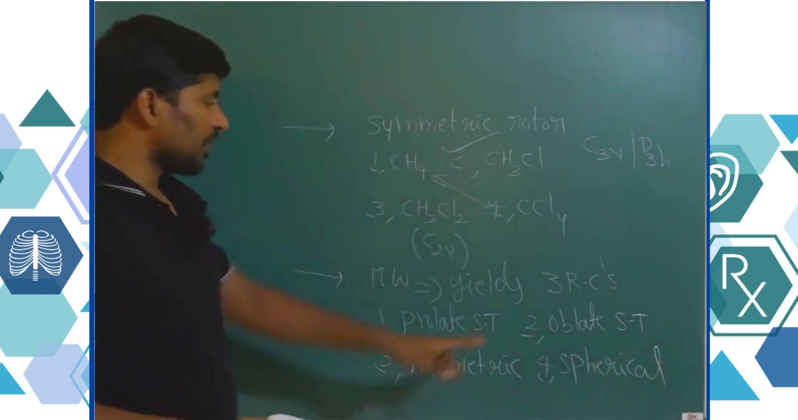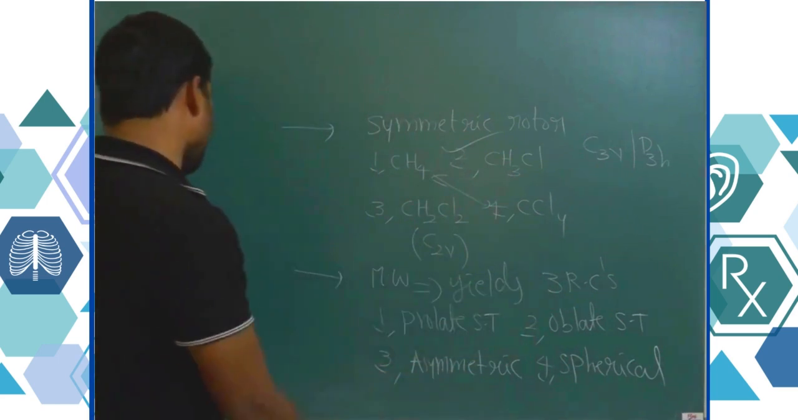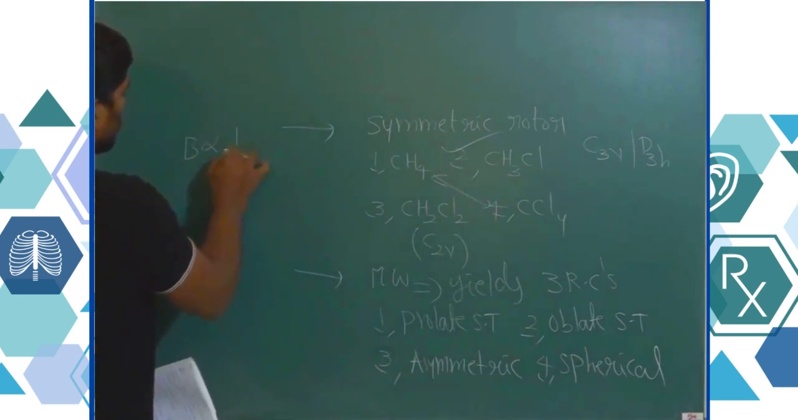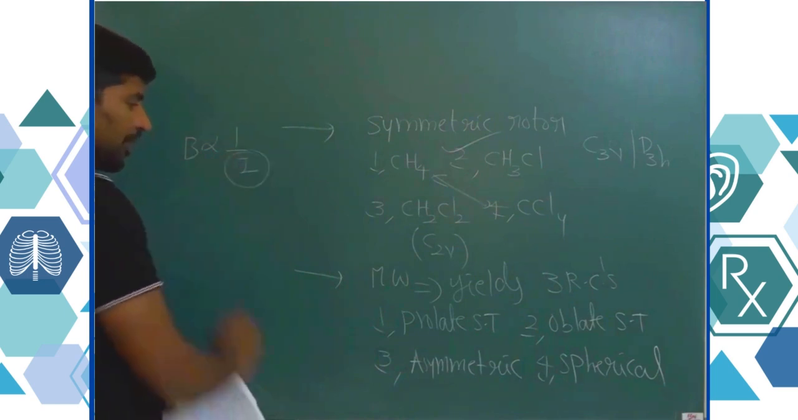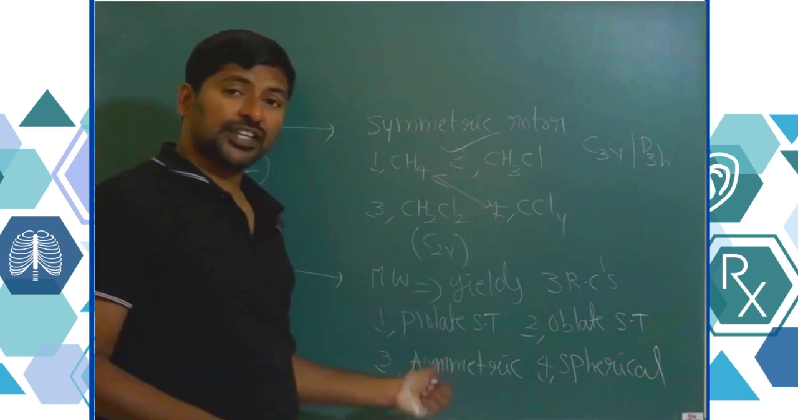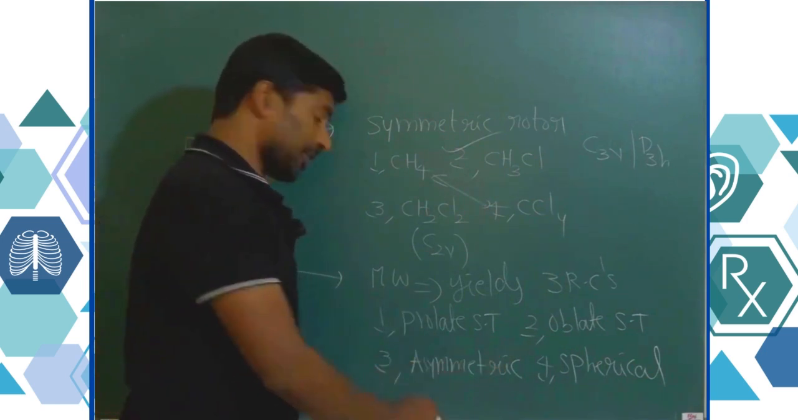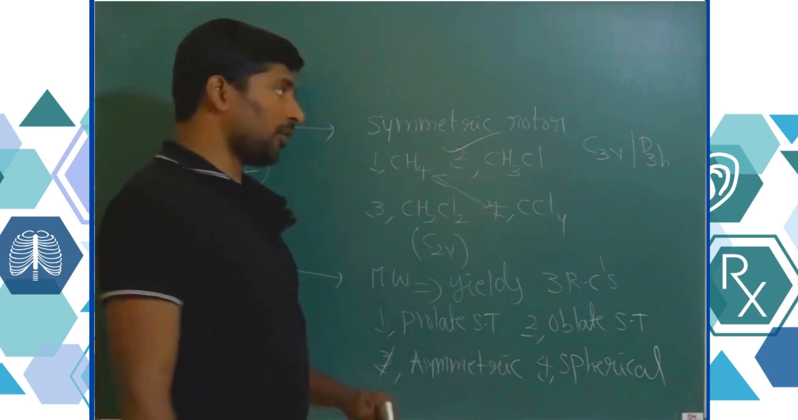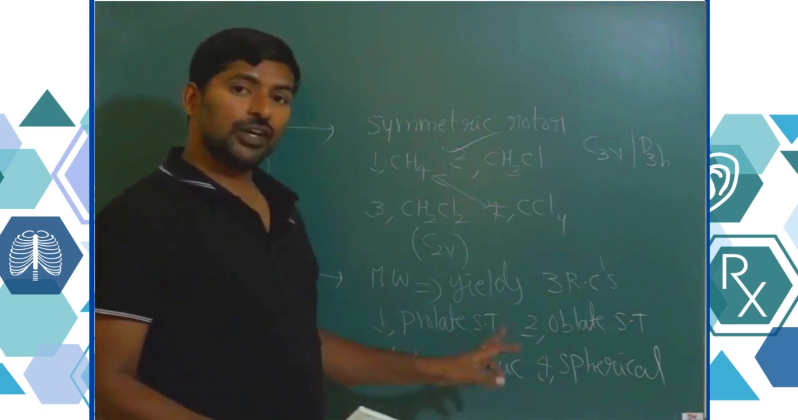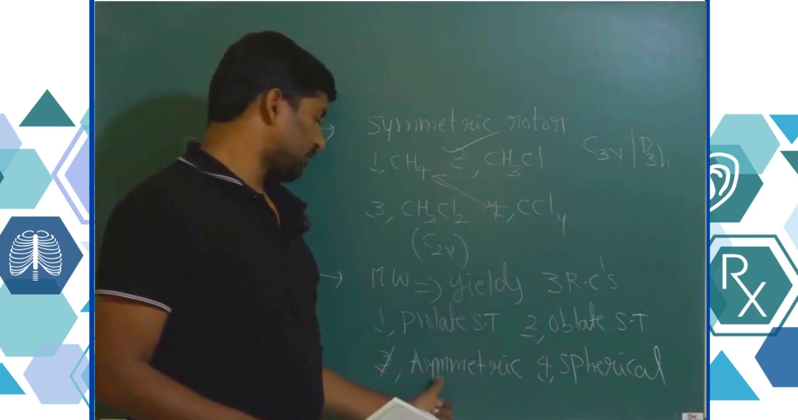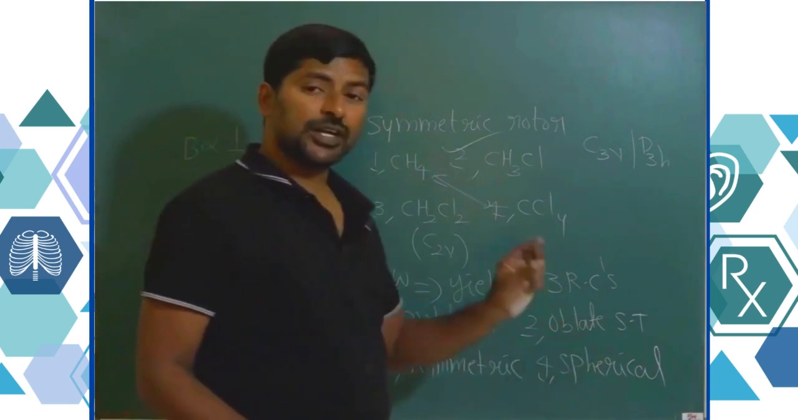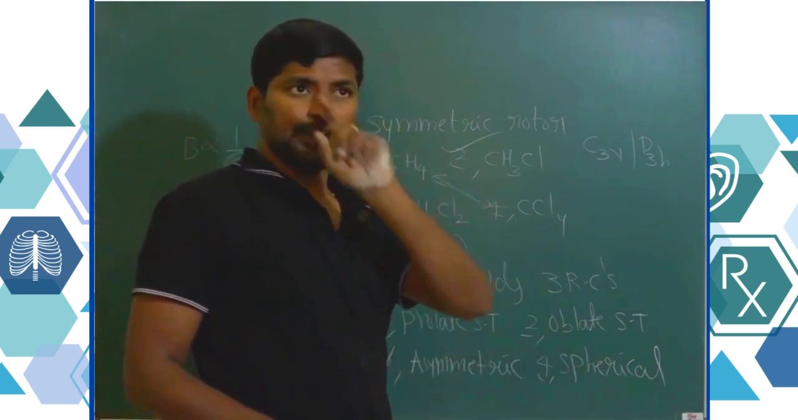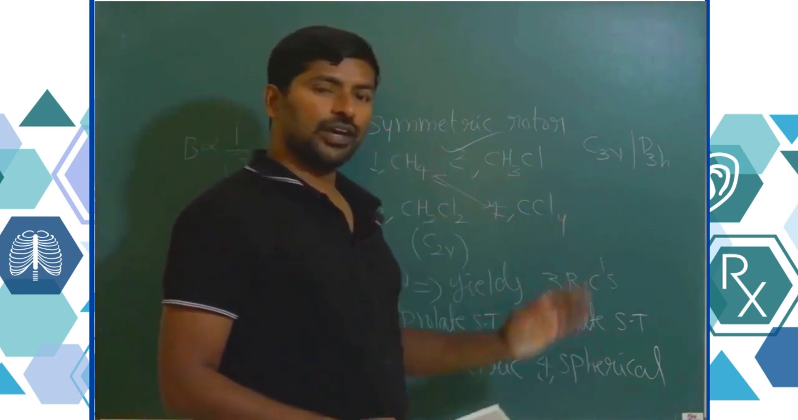Okay, three rotational constants means three moments of inertia. We know B is inversely proportional to I. Asymmetric top molecules will have three moments of inertia since IA is not equal to IB is not equal to IC. So that corresponds to which molecule? Asymmetric top molecule. We know for a spherical top molecule we get only one moment of inertia since IA is equal to IB is equal to IC.